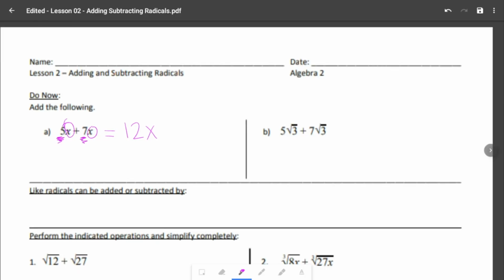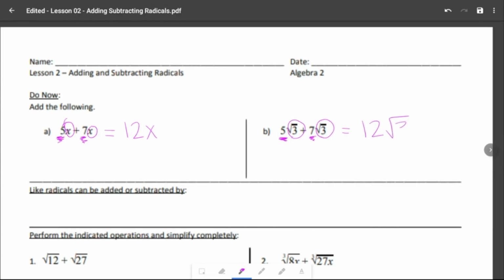So over here on B, you're going to be doing the same thing. Radicals are treated just like variables. In order to combine, you have to have the same radical. In this case, we have two different radical 3's. So all we are trying to do here is figure out how many radical 3's we have all together. Well, I have 5 plus 7. We're going to combine the coefficients in front just like we did for question A. So we should get 12 radical 3 as our final answer.